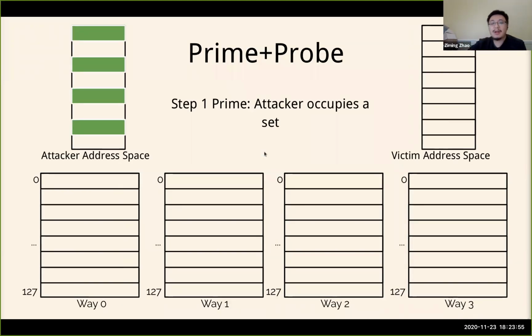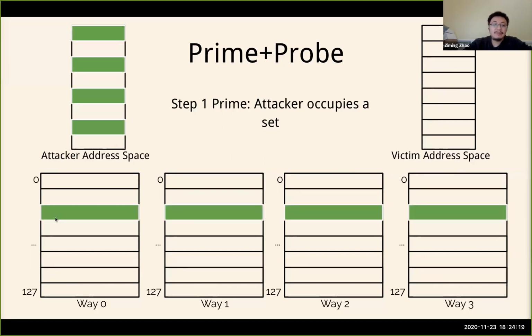So what I just described to you is more like the prime and probe approach. The first step is called prime. Prime basically means get ready, right? So the attacker tries to get the cache ready. The attacker will try to access many congruent addresses. The goal is to fill a full cache set.